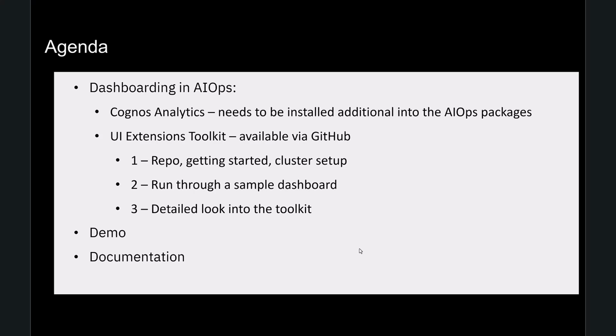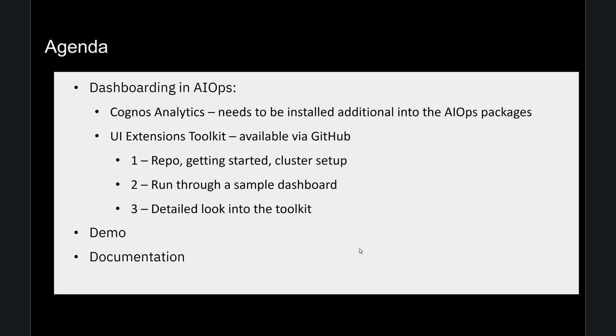You have two possibilities to go ahead. One is you could go with the included entitlement of Cognos Analytics, which is a separate package that you can download and install and use within the Cloud Pak for AIOps. As well as you could go this way, as it is explained in this trilogy, the User Interface Extension Toolkit, which is available via GitHub. So this also needs to be downloaded, installed separately to AIOps.